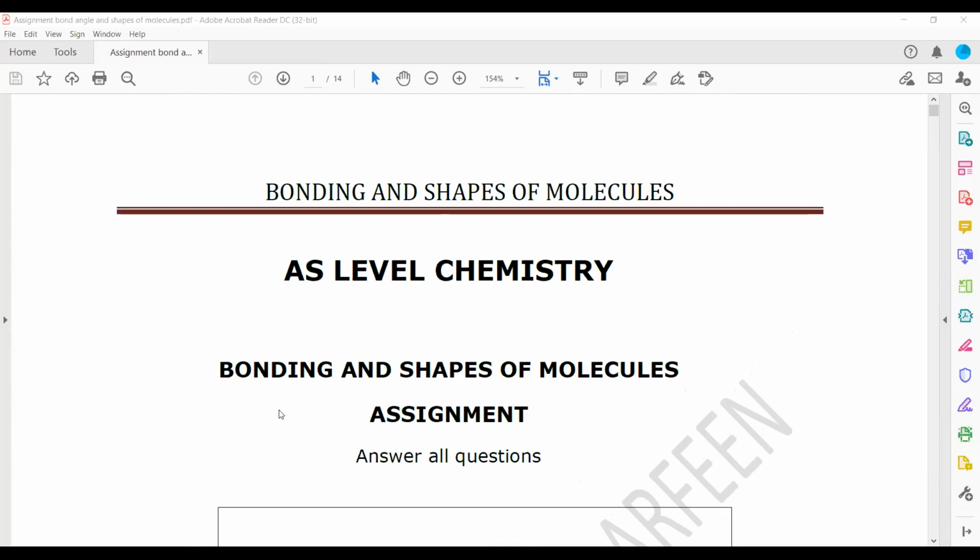Intermolecular force is the force between molecules, which we will discuss in unit 2.